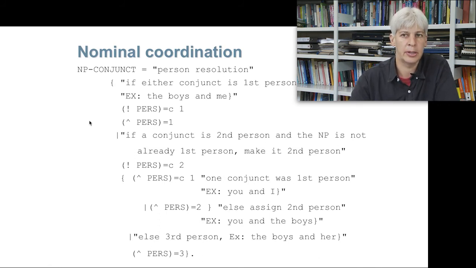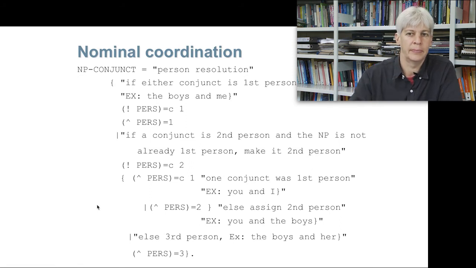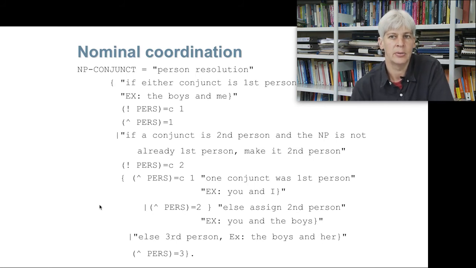Okay, with the number we already did, we just say it's plural. Now we need to understand what person the entire NP is, so that it can do subject-verb agreement. So the boys and me needs to agree with the verb. And the rules are if either conjunct is first person, make it first person. If a conjunct is second person and there's not a first person, make it second person. Elsewhere, make it third person. Okay, you can study this template at your leisure. It's a good example of how to do if-then statements within XLE.